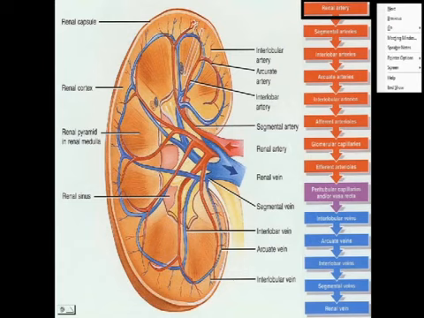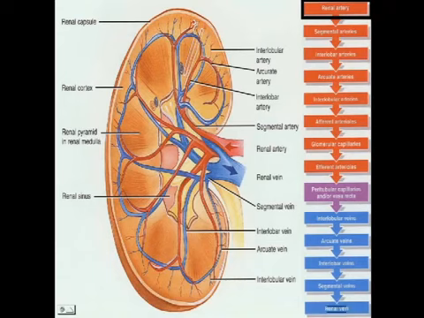The vasa recta join together to give rise to the interlobular veins. They then become the arcuate veins, and then interlobar veins, the segmental veins, and the renal vein. And the renal vein comes out of the hilum.